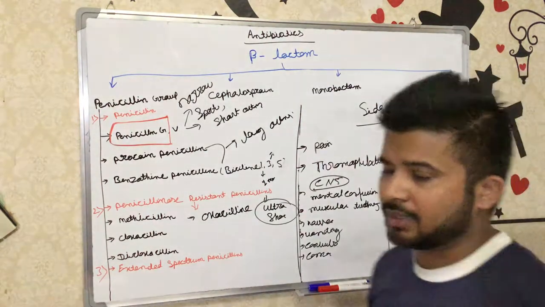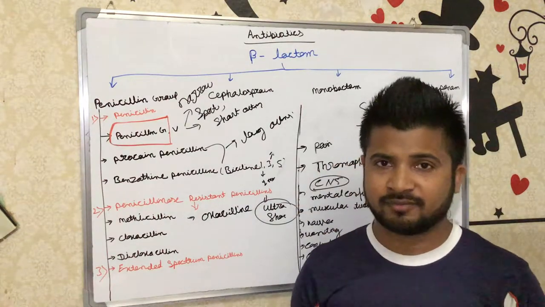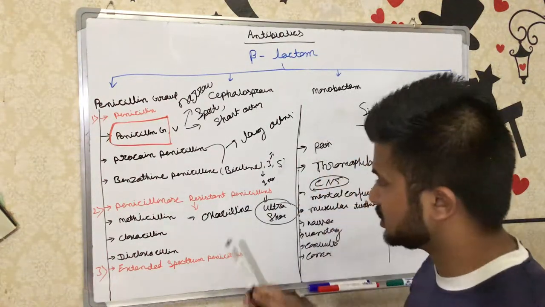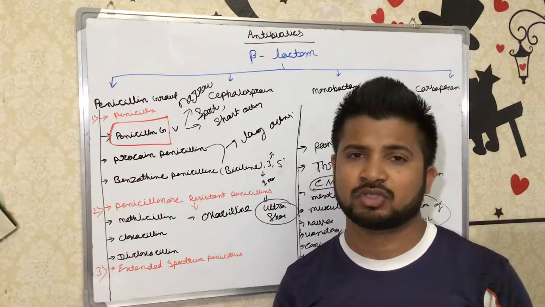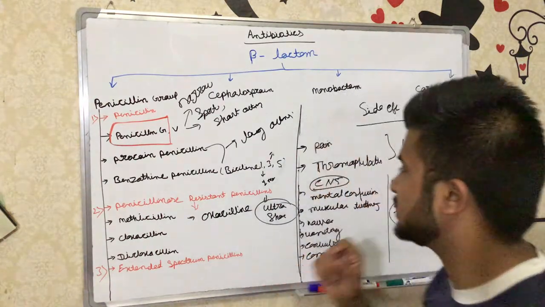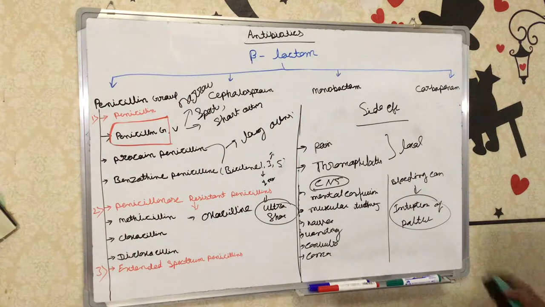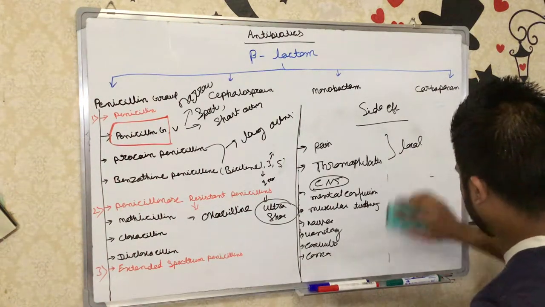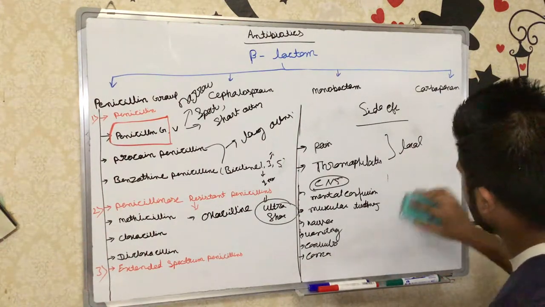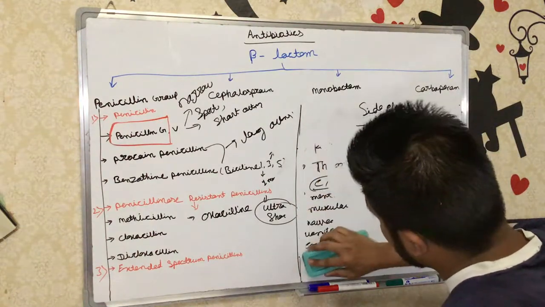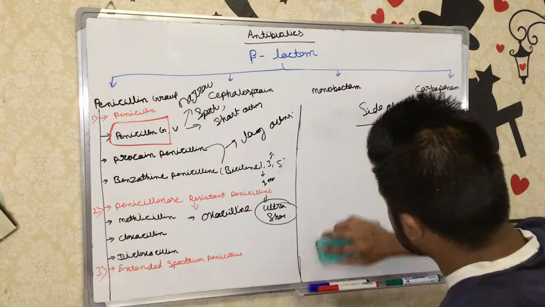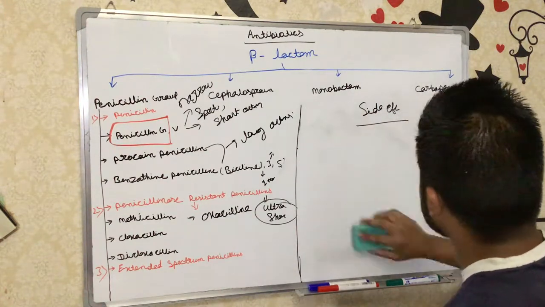Then, any antibiotic, if you talk about the common side effects of any antibiotic: hepatotoxicity, nephrotoxicity, hypersensitivity. These are the common side effects of all antibiotics. That's why you should remember this. Another side effect is the main, most common side effect of penicillin. Usually this is mainly seen in penicillin.